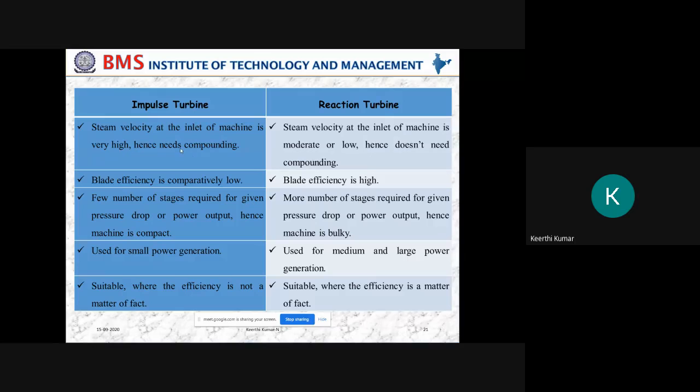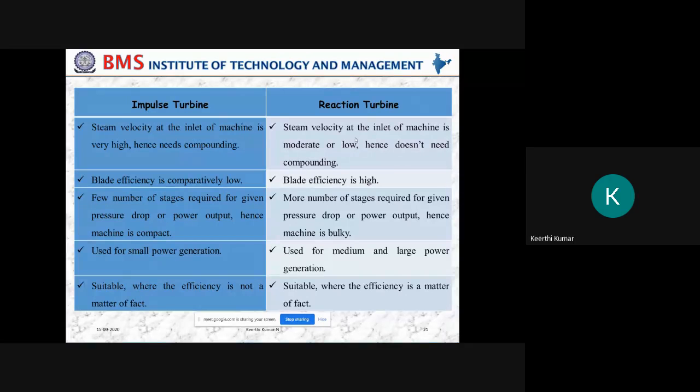Another name for multi-staging is compounding. Hence the steam velocity at the inlet of the turbine is very, very high, hence it requires compounding. Here what will happen? Here also the energy of the steam will be very high. But what will happen here is the steam velocity at the inlet of the machine is moderate or low, hence it does not need compounding.